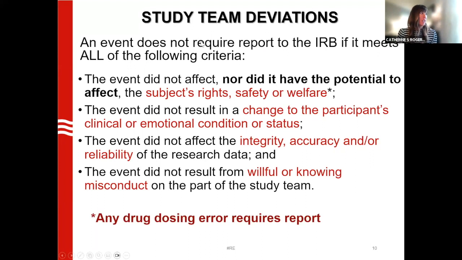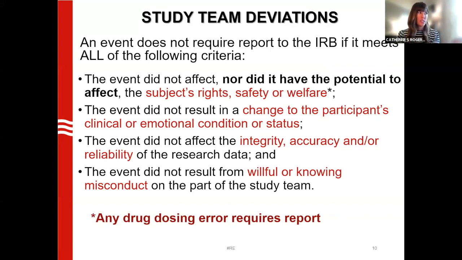So, study team deviations. An event does not require a report to the IRB if it meets all of the criteria. So it has to meet all of these bullet points. The event did not affect, nor did it have the potential to affect, subjects' rights, safety, or welfare. You'll notice an asterisk. If your study involves any type of drug, investigational or not, if there was a dosing error, either underdosing or overdosing, those all require report.